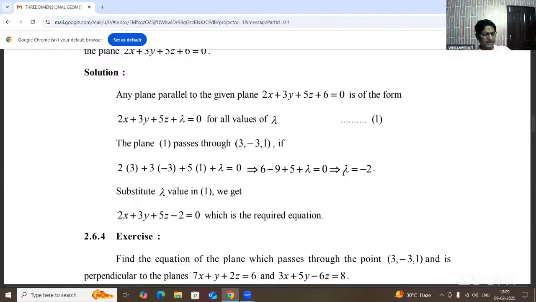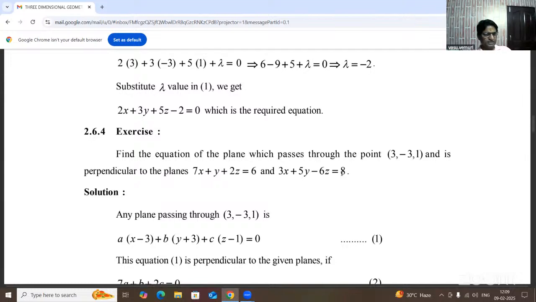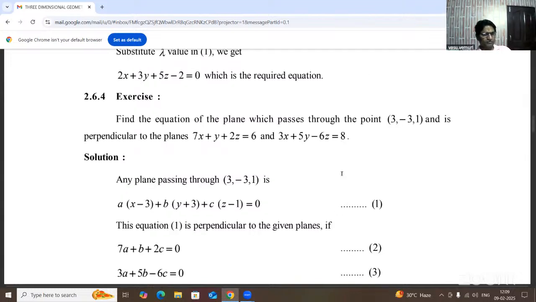2x plus 3y plus 5z, lambda is minus 2 equal to 0. Now this is one of the important problems. Again 2.6.4: find the equation of the plane which passes through the point and is perpendicular to the planes. There are two planes given and one point is given. The plane passes through the point and is perpendicular to the planes 7x plus y plus 2z equal to 6 and 3x plus 5y minus 6z equal to 8.